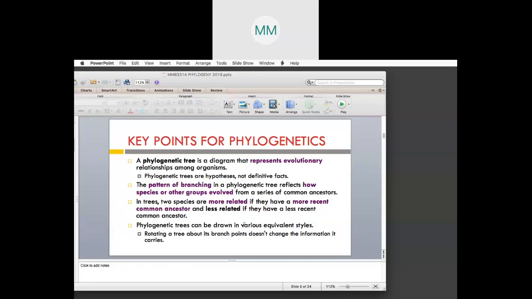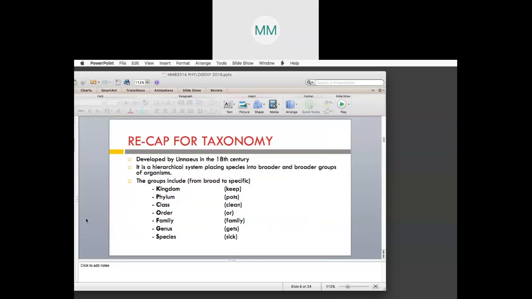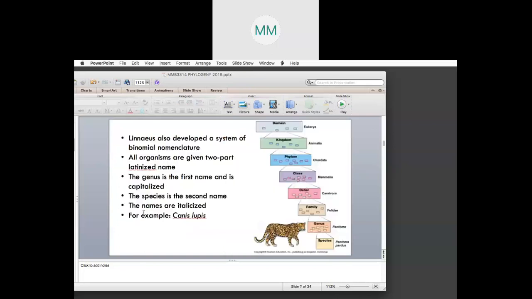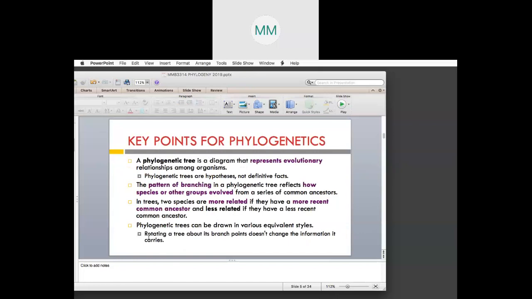Phylogenetic trees can be drawn in various equivalent styles. Rotating a tree about its branch points doesn't change the information it carries. So you've seen those that are in a tree branching form like this. You may have also seen those that are in a circular form. A lot of this are done for, say, viruses and bacteria, and all. It's largely in a circle, or those that bring all the big groups together. But what he's trying to say here is that even though it's a rotating tree, the branch points do not change the information it carries.